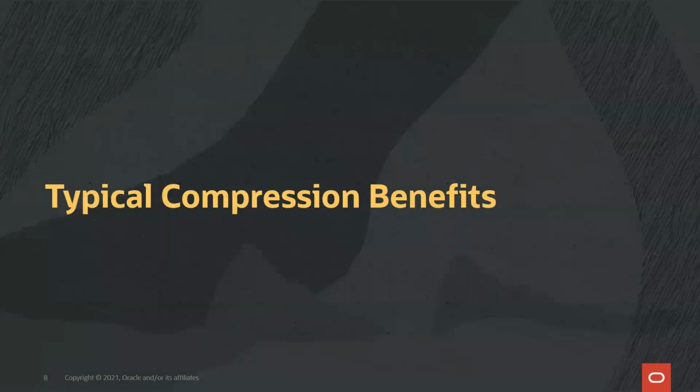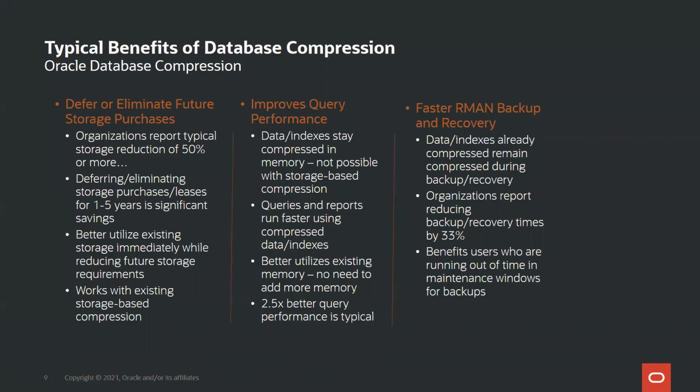The typical compression benefits: the three primary benefits that we hear most from our customers. The first one is deferring or eliminating future storage purchases. When you think about it, advanced compression, whether it's indexes, data, or LOBs, typically reduces the storage footprint by about 50% for those objects.